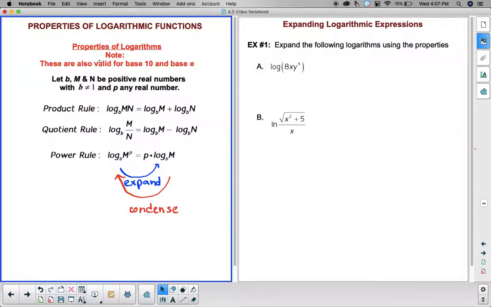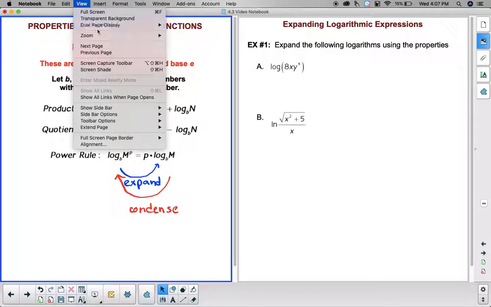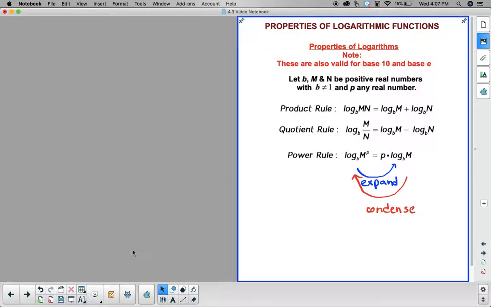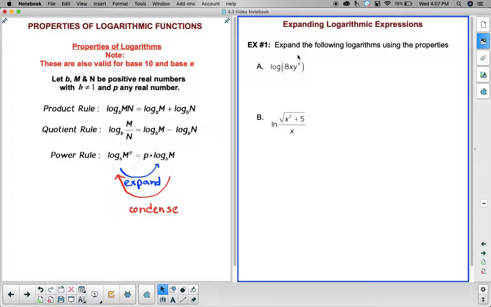So let me go ahead and pin this page, view, pin this page, and boom. So here, example one, we want to expand the following logarithms using these properties. So example A, we've got log of the product of 8 times x times y to the fourth. I want to expand this as far as I can. So I identify what's inside the argument of the logarithmic function. Well, it's a product because stuff is being multiplied together. So I'm going to use the product rule.